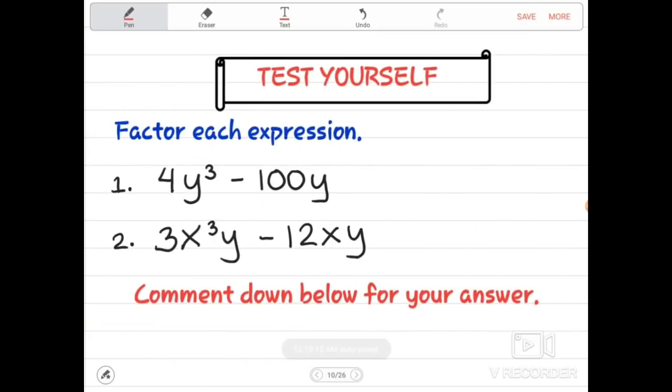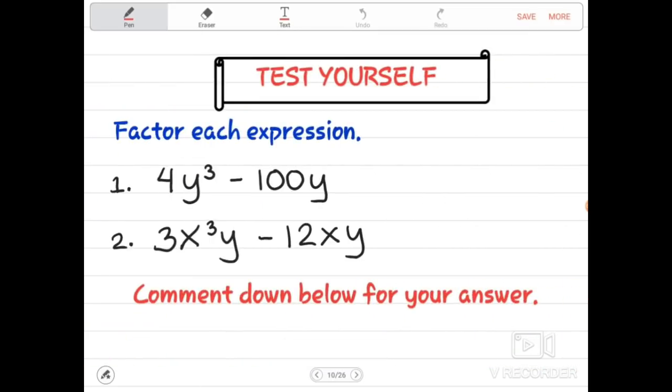Okay? So test yourself. Let's see if you really learned from our video. Factor each expression. Number 1, 4y cubed minus 100y. Number 2, 3x cubed y minus 12xy. So comment down below your answer, to see if you really learned from this video. Then next week I will be posting the answer in the comment section.